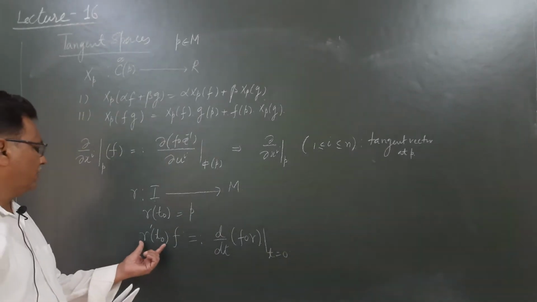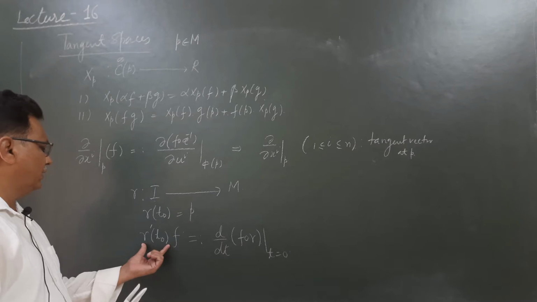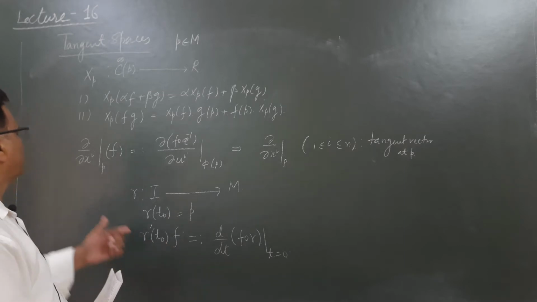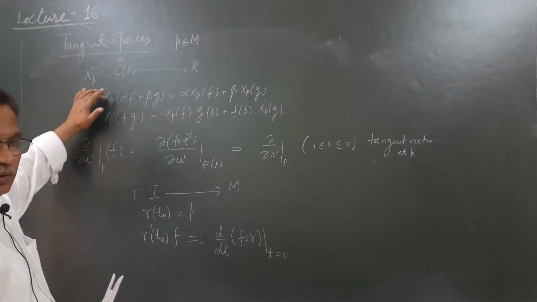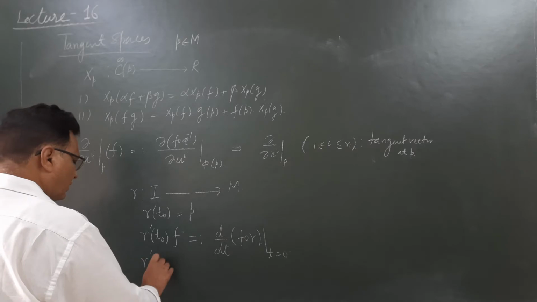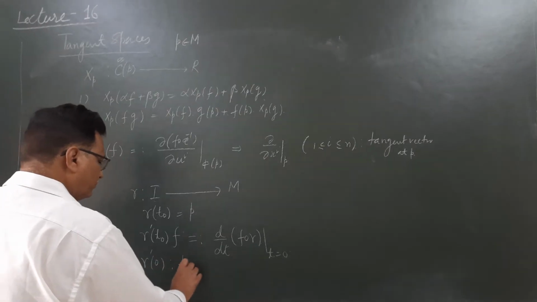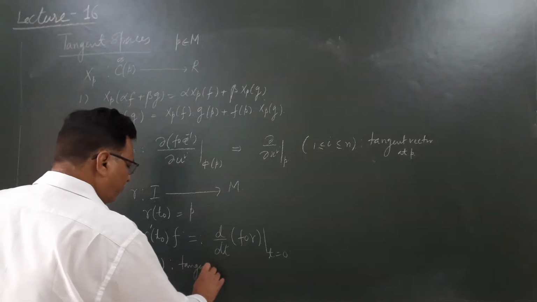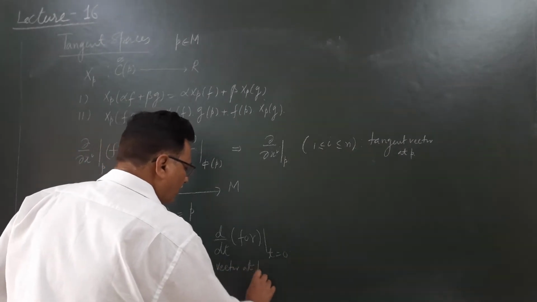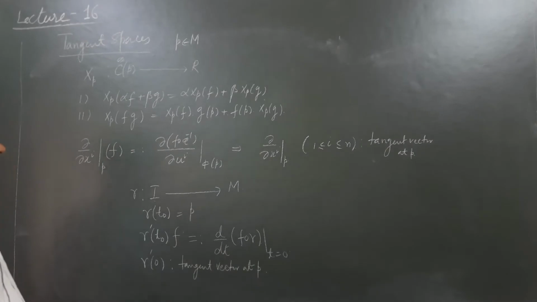So this object gets defined, and if you look at it carefully, you will notice that it satisfies once again properties number 1 and 2, and therefore this gamma dash 0 is a tangent vector at P. So, these are the two natural examples of tangent vectors over a manifold.